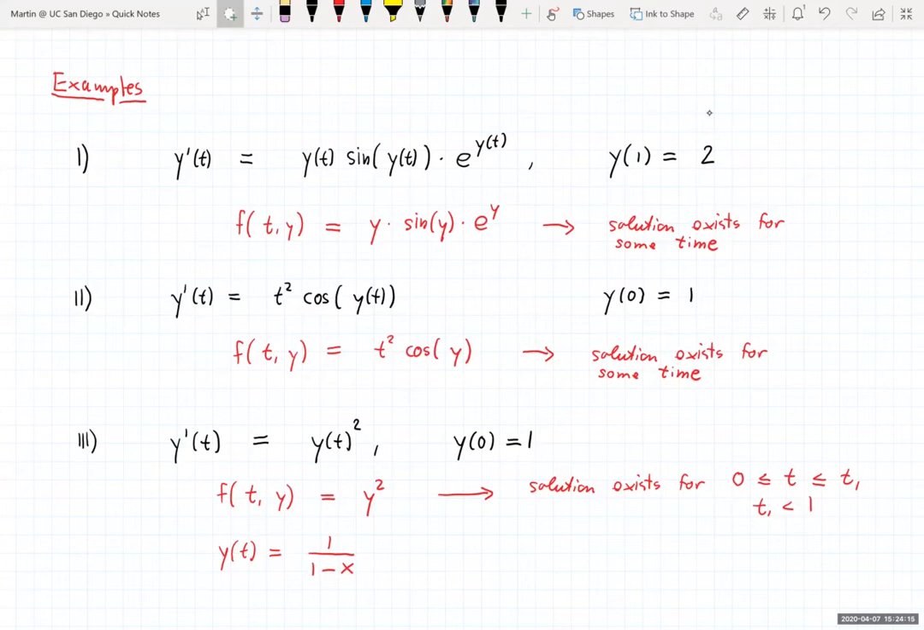So what the theorem tells us is that for some time after 0, the solution exists. So y of t is defined at 0 up to some time t1. In that case, t1 must be smaller than the number 1. In this case, we explicitly know that t1 must be smaller than 1.